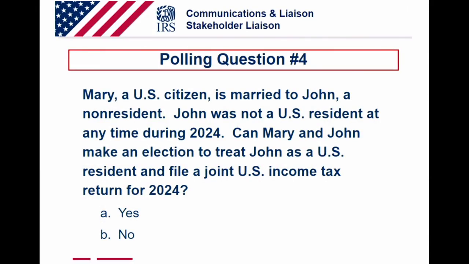Sure, Emma. So, audience, our fourth polling question is: Mary, a U.S. citizen, is married to John, a non-resident. John was not a U.S. resident at any time during 2024. Can Mary and John make an election to treat John as a U.S. resident and file a joint U.S. income tax return for 2024? If you believe the answer is yes, select A, and select B for no.